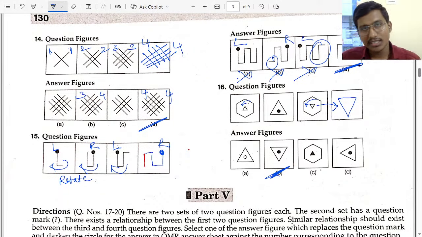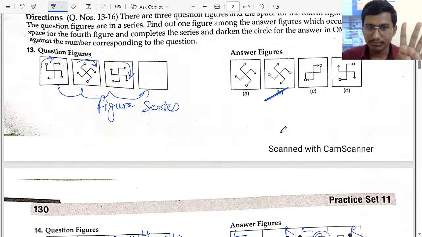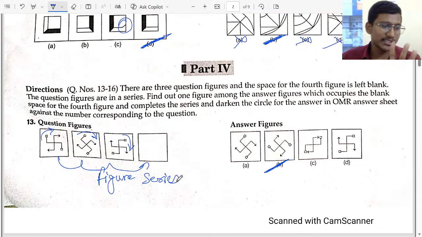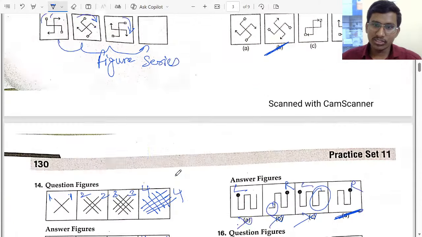So that's the answer for the 4th part. That is, the 4th part will be figure series. Okay, will everyone be able to do it? Okay, good. So now let us do the next question, students.